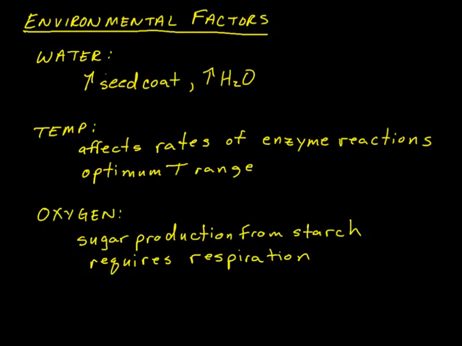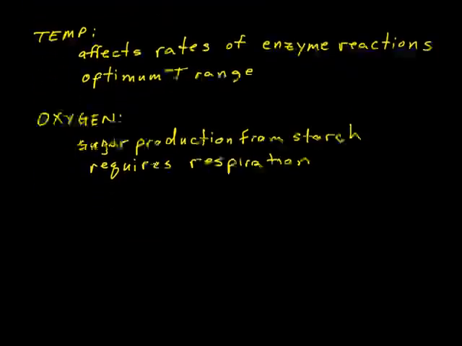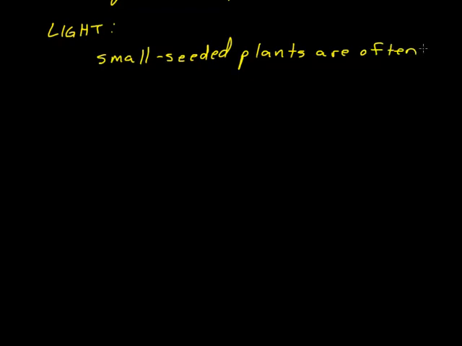And one of the more interesting environmental factors is light. And light, as a requirement for germination, is typically very species dependent. In many species, the embryo may remain dormant until light is encountered. And the general rule of thumb is that the smaller the seed, or small seeded plants, are often light dependent for germination, let's say.